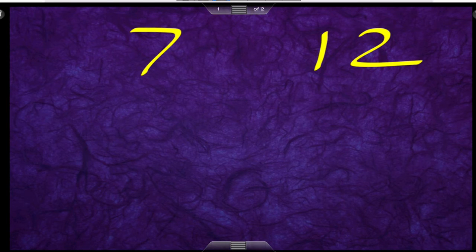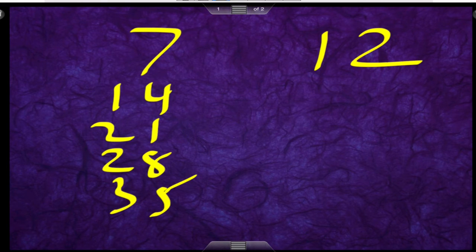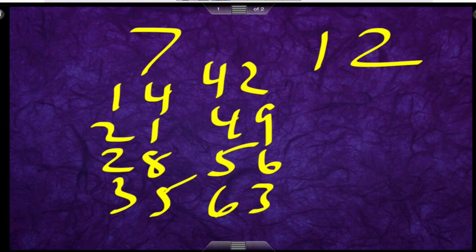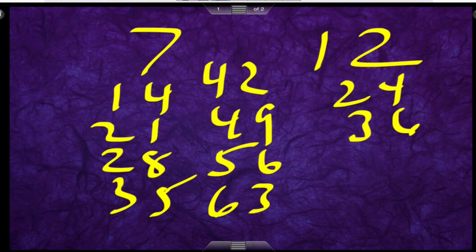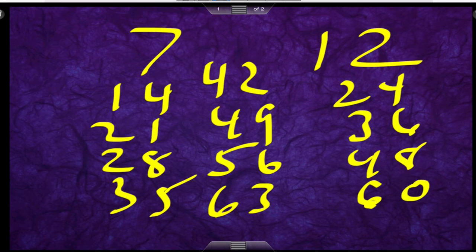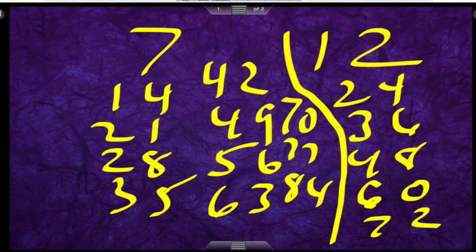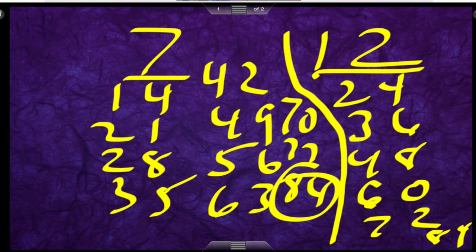If I do 7 and 12, I can do 7, 14, 21, 28, 35, 42, 49, 56, and let's stop at 63. I have 12, 24, 36, 48, 60, 72. So obviously I'm going to have to go higher with the 7. So after 63, I have 70. Then I have 77. Then I have 84. For the 12, after 72 I could go up 12 more and I would have 84. So 84 is going to be the least common multiple.